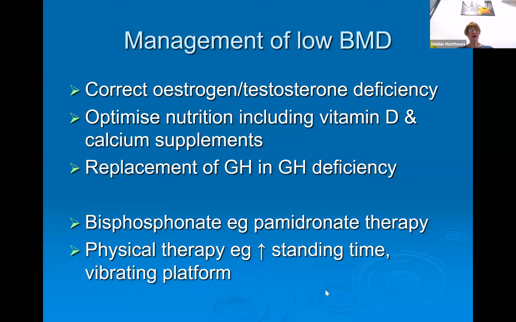Bisphosphonate treatment, try not to use that, but obviously we may need to. Pamidronate therapy is probably the most tried and tested in childhood and adolescence. And other approaches include physical therapy, trying to get these individuals to stand to weight bear, so those on standing frames, and also perhaps the vibrating platform to stimulate more of the bone muscle unit interaction.